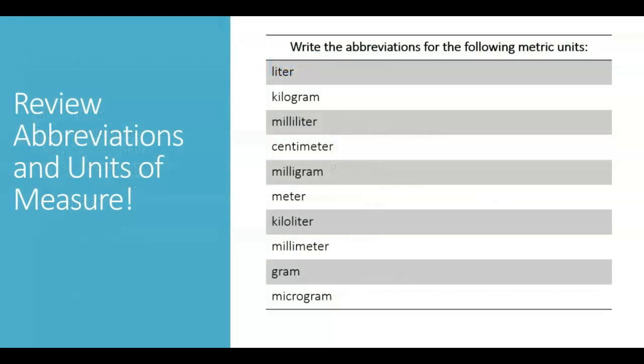Here are some units of measure. Most of these are in the metric system. Notice we don't have a lot of the deciliter and the hectoliter and all those other things. We really don't use those with dosage calculations. These are the ones that you'll most commonly see: liter, kilogram, milliliter, milligram, meter. We really don't even use kiloliters that often. Millimeter, gram, microgram. Okay, so please review your units of measure. You should also know your conversions for your units of measure.